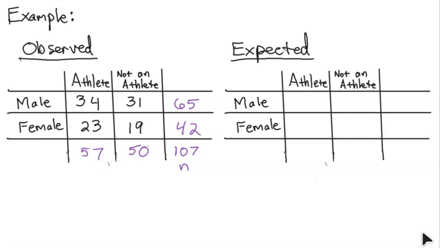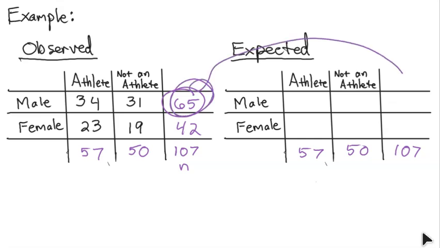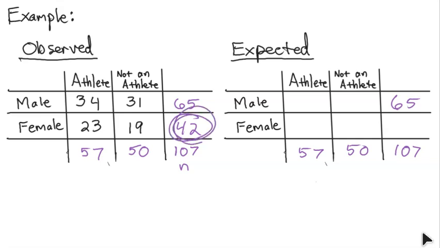Now we're going to transfer the column totals over to our expected values contingency table. So we're going to bring 57 right over here, in just the same place. Then we're going to take 50, and put it right here in just the same place. We're also going to bring over the sample size, 107, and put it in just the same place. Now we're going to bring over the row totals, 65, over here, and then 42, and put it right here.